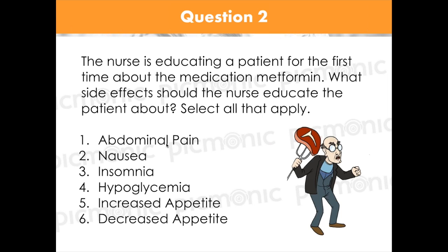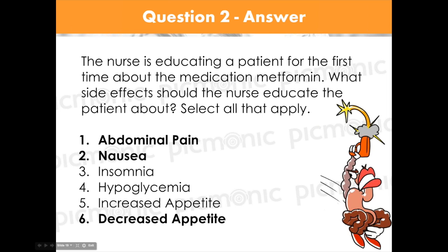Now, the options are abdominal pain, nausea, insomnia, hypoglycemia, increased appetite, or decreased appetite. I'm going to just run through the possible answers here. Some of you respond to these with some very interesting things that I can't repeat out loud, but they make me laugh. So abdominal pain. Abdominal pain itself is GI distress, right? GI distress means your GI system goes nuts. Abdominal pain, nausea, okay, those are acceptable answers. But insomnia, is that anything to do with it? No. Hypoglycemia, no.